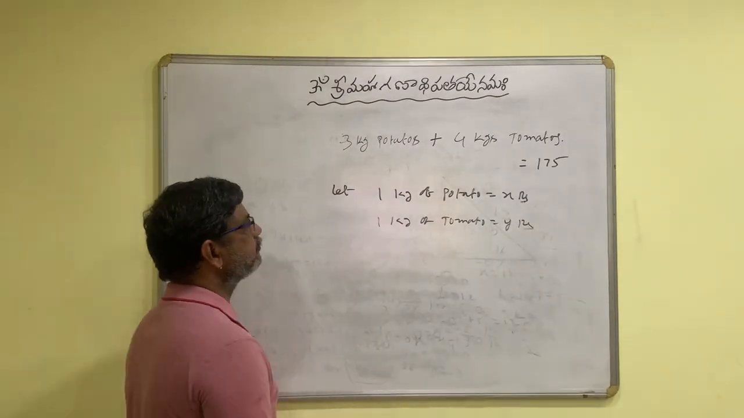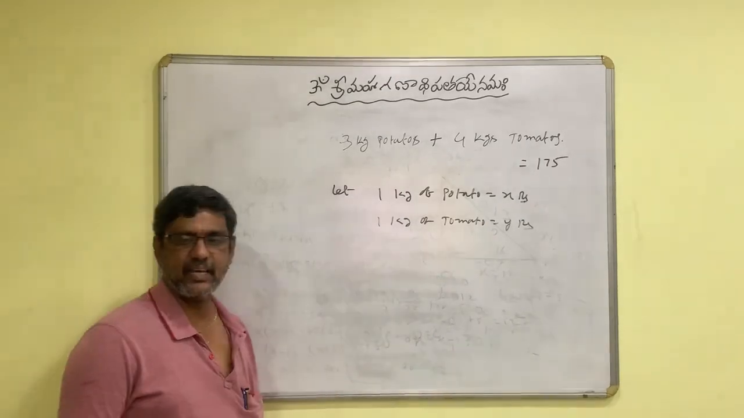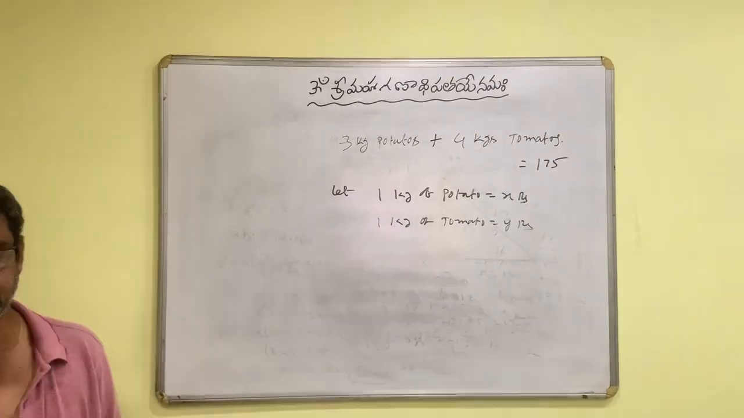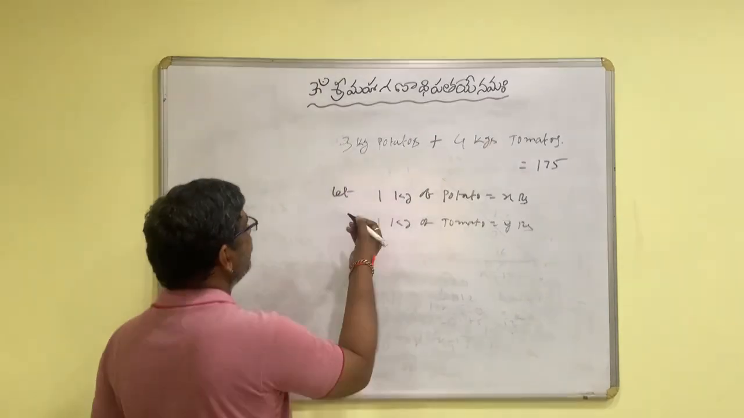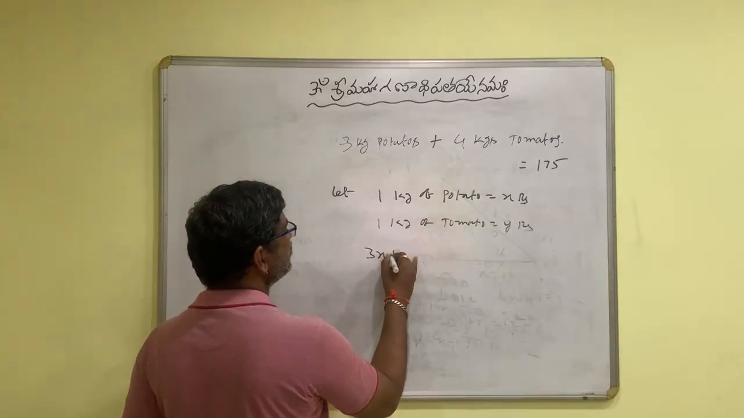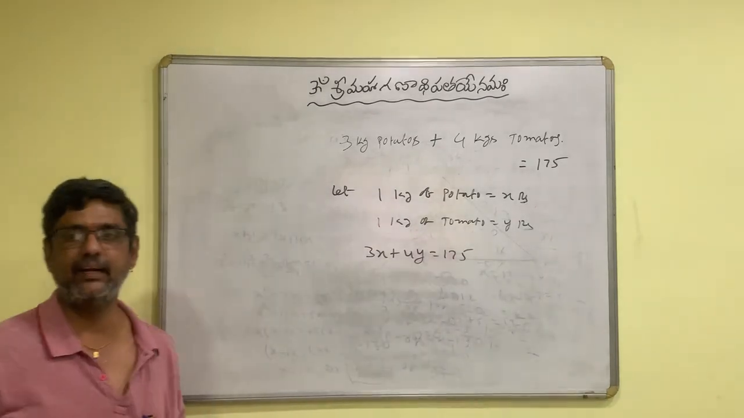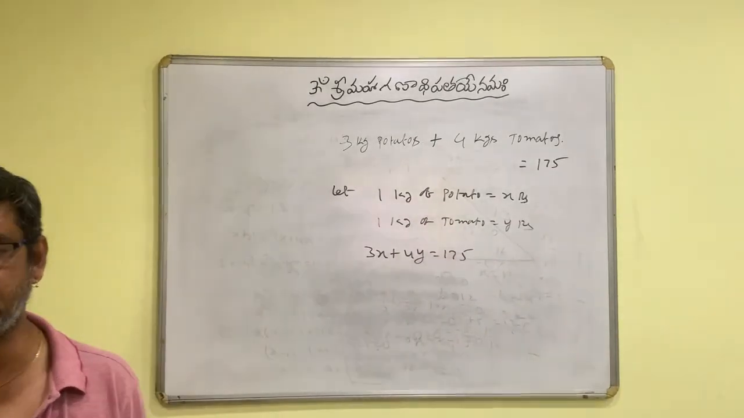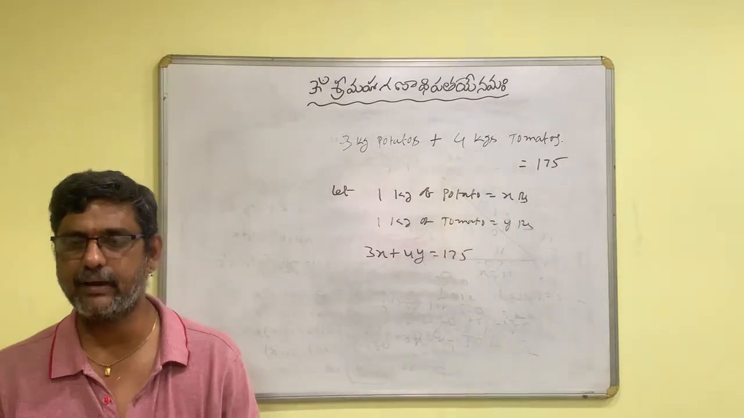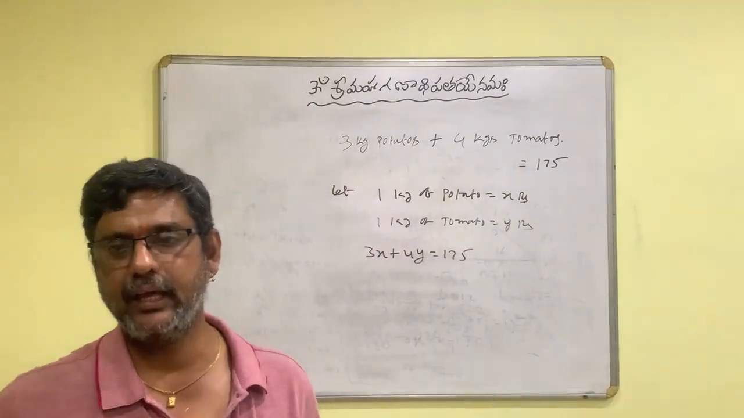So 1 kg of potato is X rupees and 1 kg of tomato is Y rupees. Now the equation is 3x plus 4y is equal to 175 rupees. This is the equation.